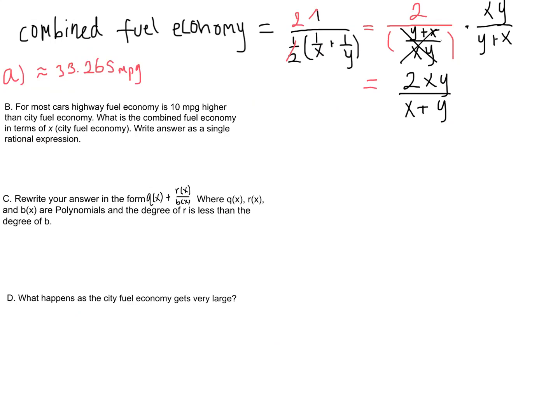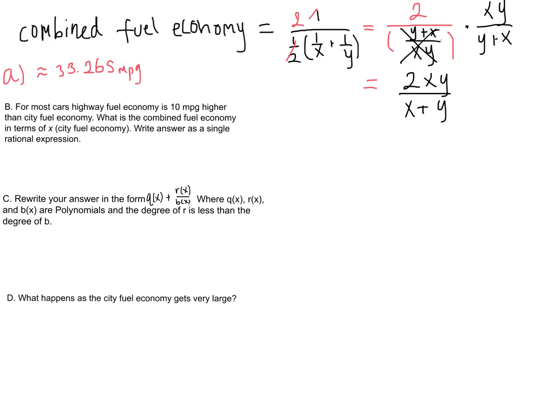Now moving on to B and thinking about, okay, if the highway fuel economy is 10 miles per gallon higher, on average, than the city fuel economy, what is the combined fuel economy in terms of x alone?